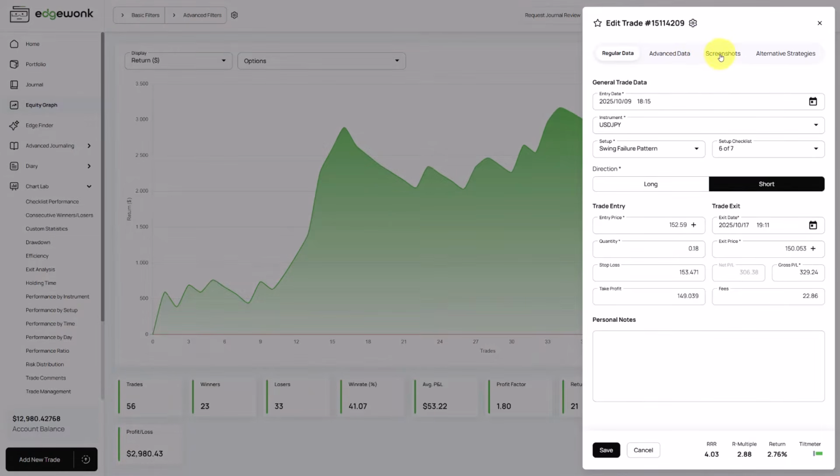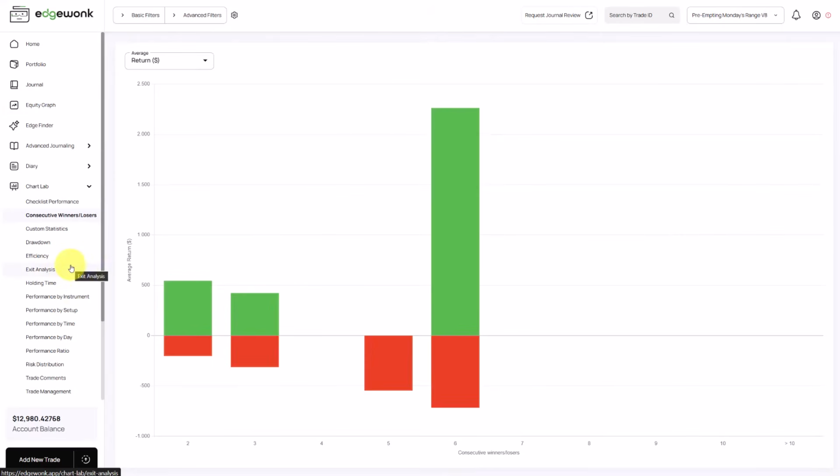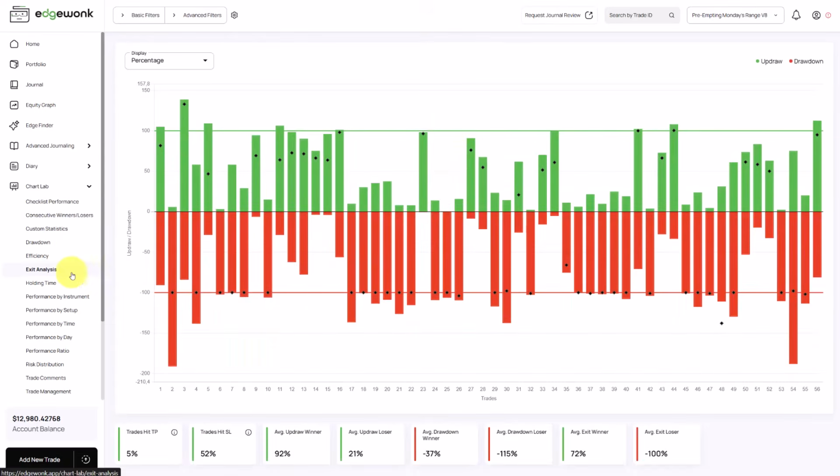You can go to the screenshots to see the trades. And in this case, the trader has a lot of screenshots. So this makes this review process quite easy and straightforward. I want to go right into his exit analysis because another thing that is really interesting stood out here.